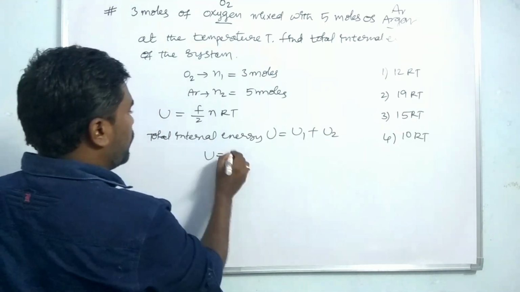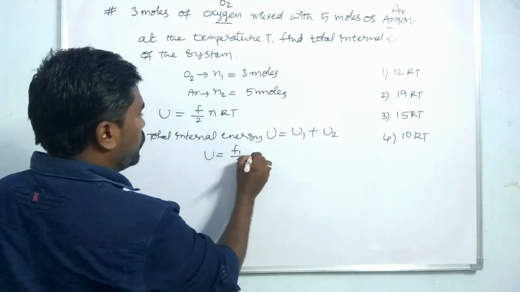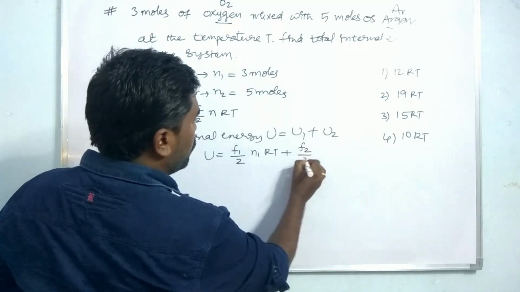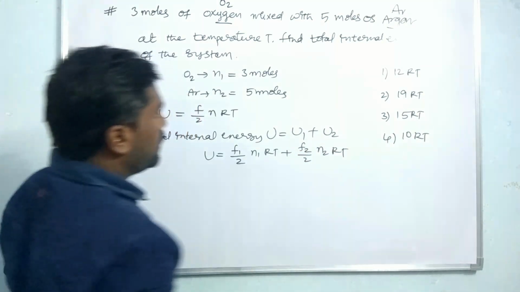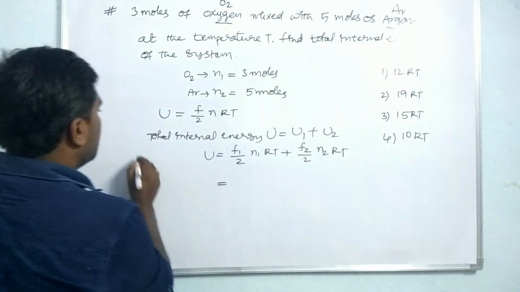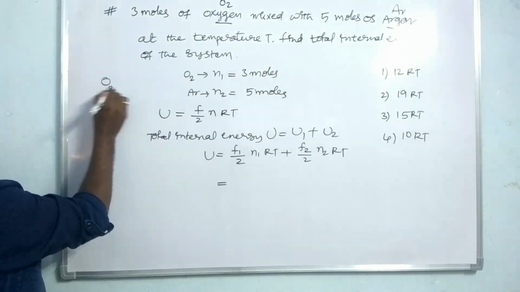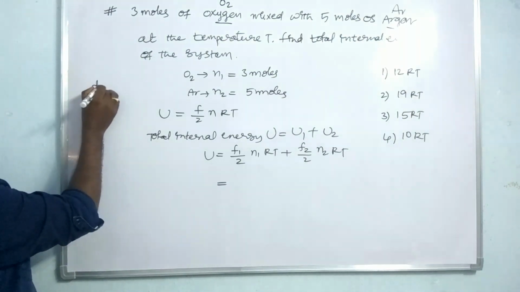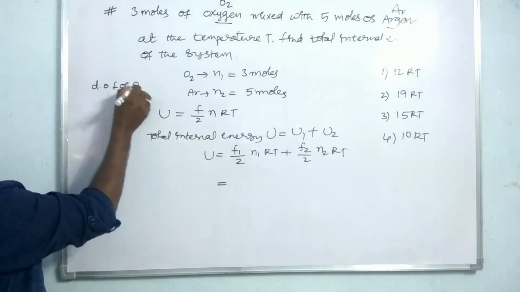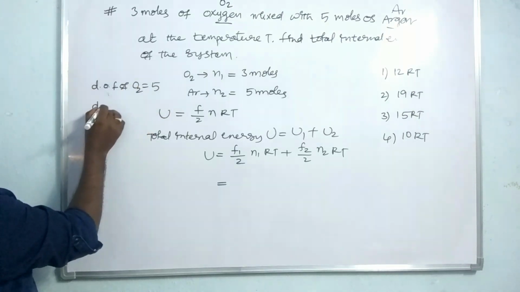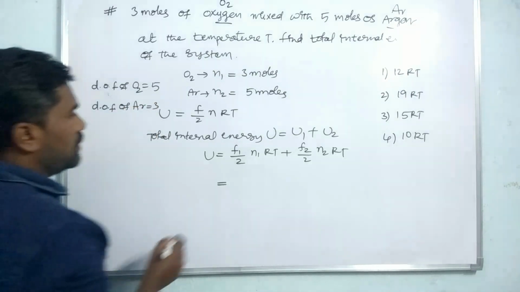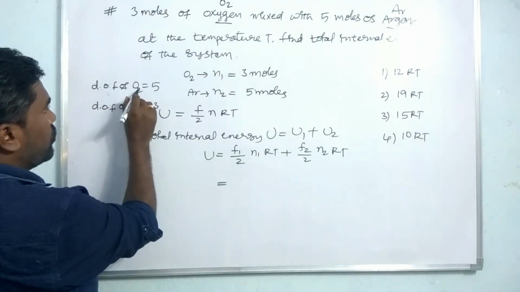Therefore U is equal to U1, which is f1 by 2 N1 RT for the oxygen, plus f2 by 2 N2 RT for the argon. f1 is the degree of freedom of oxygen, which is 5. The degree of freedom of argon is 3. So argon is f2, O2 is f1.